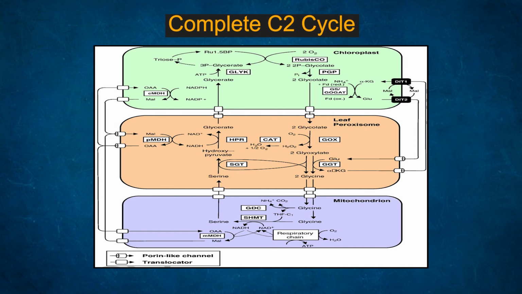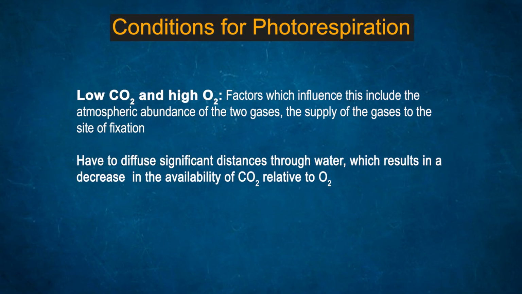But as I told you, this particular process will only be observed at certain times, and that is when the oxygen concentration is relatively higher than the carbon dioxide concentration, and that is because the enzyme Rubisco will try to fix both oxygen and CO2, and it will not be dedicated only to CO2.